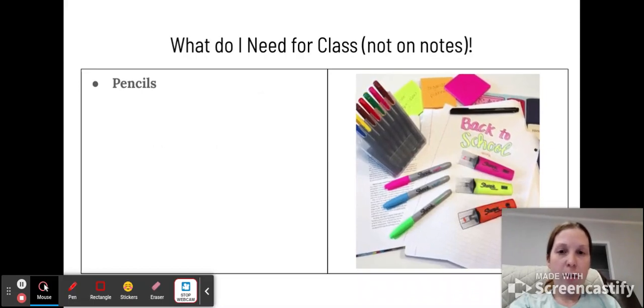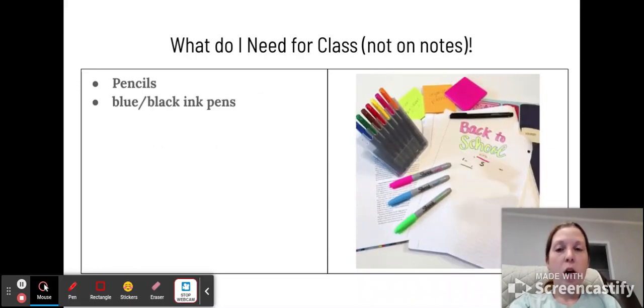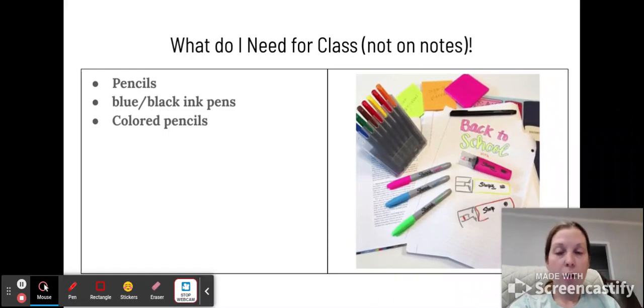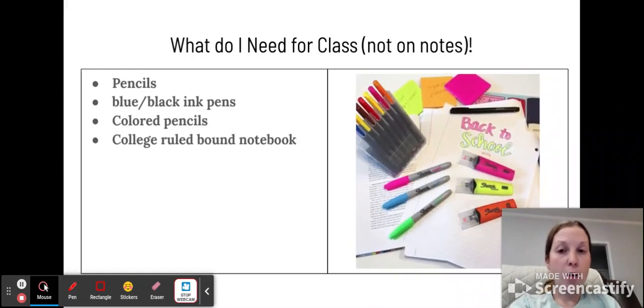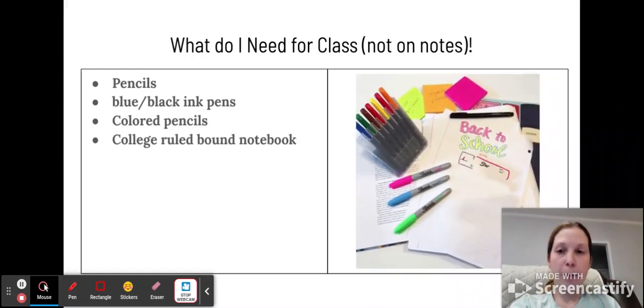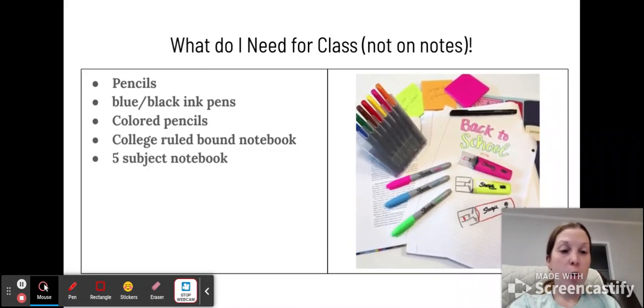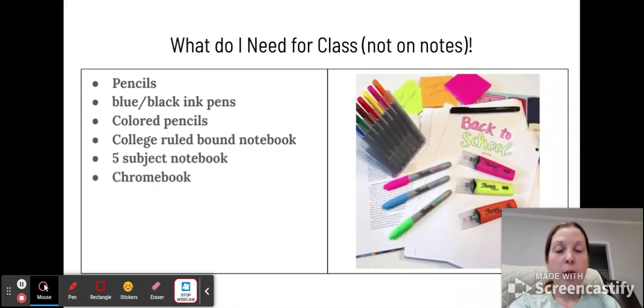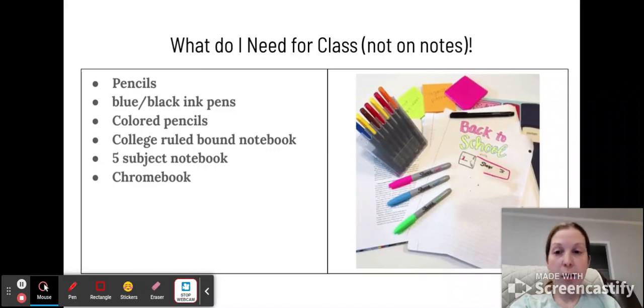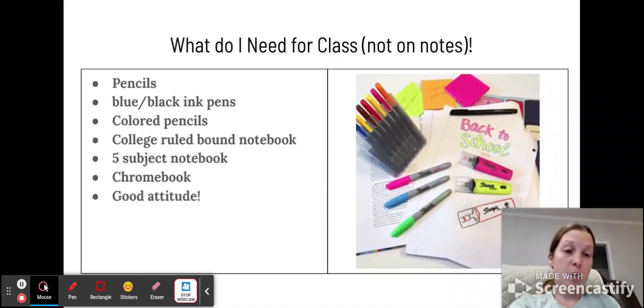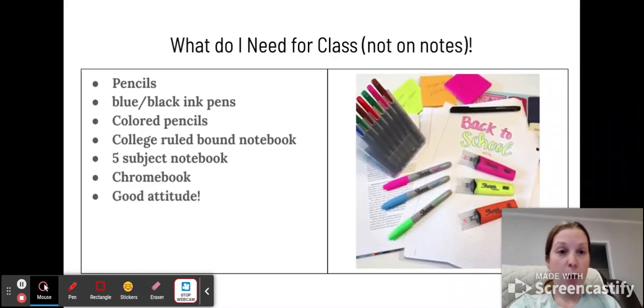And some things you need for class. Again, these are in your syllabus. So you need pencils, blue or black ink pens, colored pencils, a college rule bound notebook. This is going to be your lab notebook, and a 5-subject notebook for your interactive notebook. Make sure you always bring your Chromebook charged and ready to go. And then a good attitude, because you're not going to be successful in here if you come in griping and moaning every day.